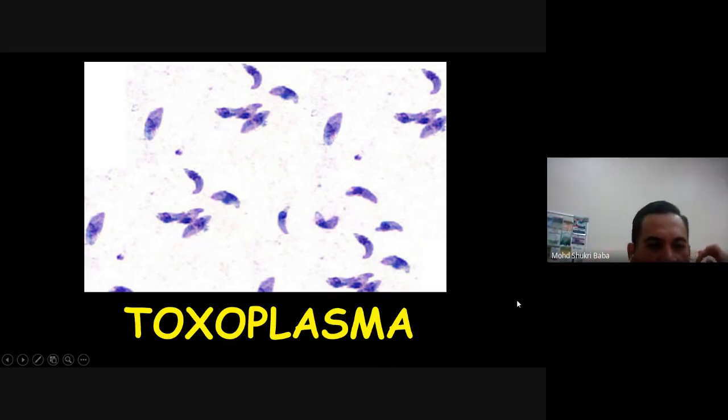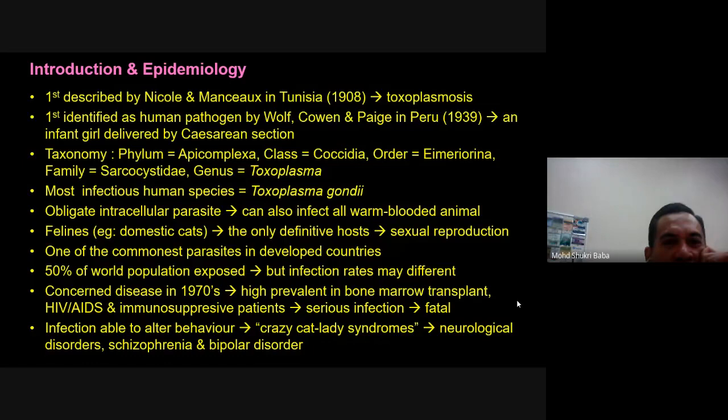Okay, boleh kita sambung toxoplasma? Okay, alright. Toxoplasma first described by Nicolle and Manceaux in Tunisia. Okay, Tunisia sebuah negara dekat Afrika, dekat utara Afrika. Pada tahun 1908, which can lead to the disease called toxoplasmosis.